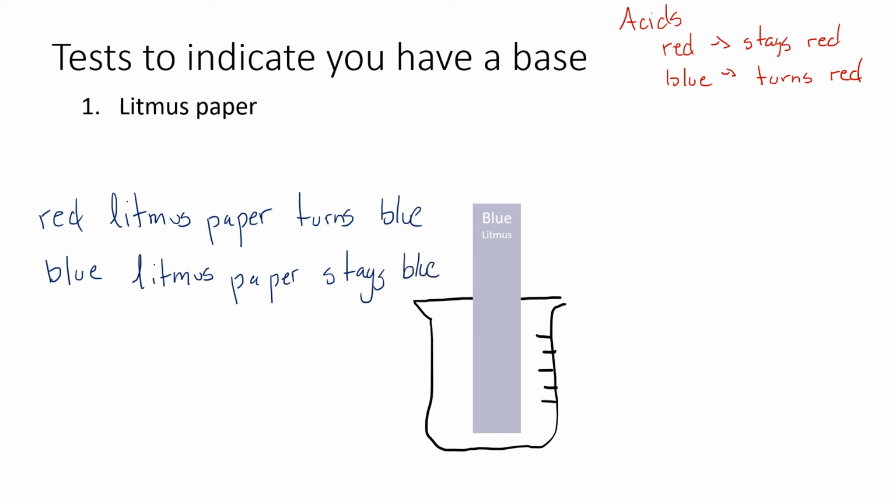Just like I mentioned in the video on the properties of acids, the color change of the litmus paper only tells you that you have a base. It doesn't tell you how strong or how weak of a base you have. And if you're trying to figure out the strength of the base, you would probably want to use pH paper, which is the next test that we're going to be looking at.